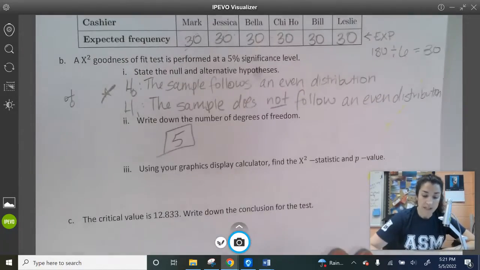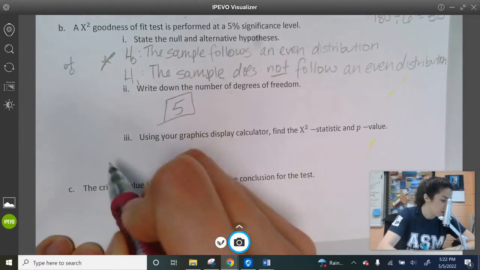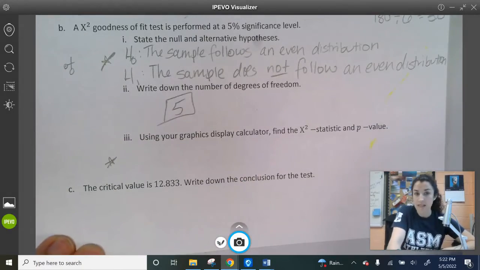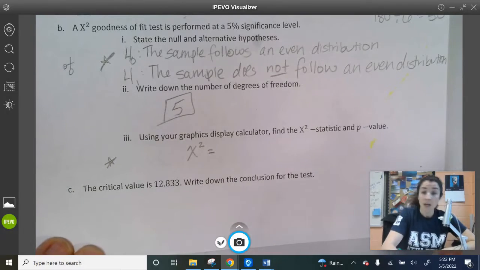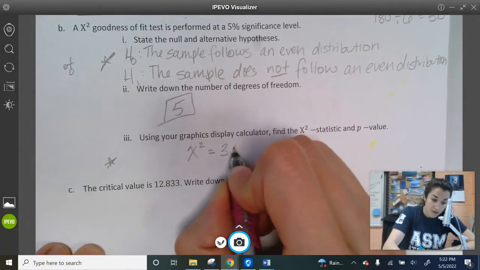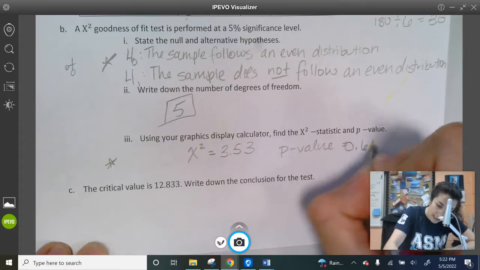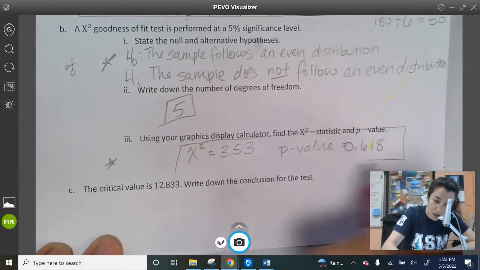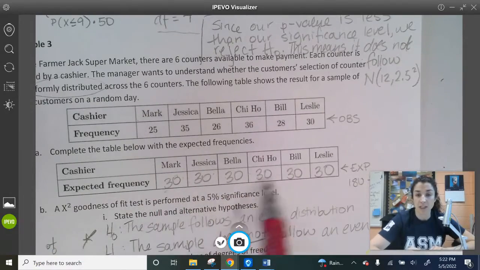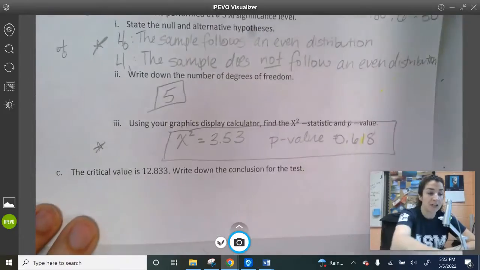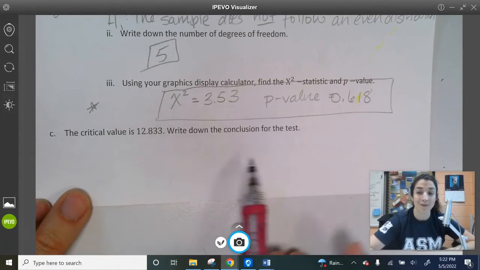And it says use your graphics display calculator to find the chi-squared statistic and the p-value. So I'll have you go ahead and do that on your own. Give it to me in 3 sig figs, please. Your chi-squared value should be 3.53, and your p-value should be 0.618. If you did not get those answers, make sure that you put in the right degrees of freedom. Make sure that you put in your numbers correctly. This is your observed, this is your expected, and they should go into a new document, into separate columns. So one of those things is bound to be off if you got the wrong numbers.